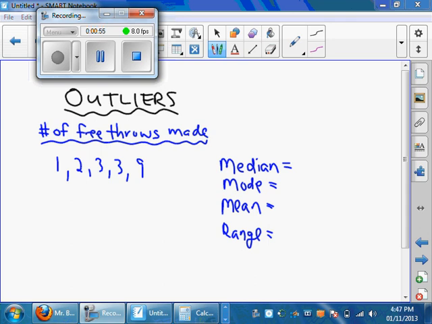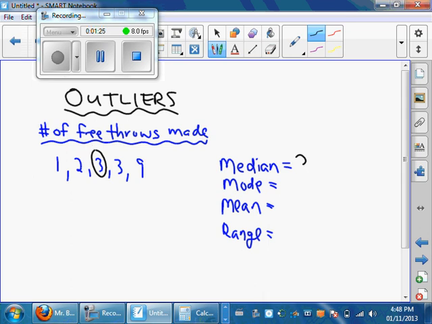We've got a total of 5 students that made free throws, and we gave them 10 shots, and these are the number of shots that they got in. So as you can see, we've got one student got 1 basket, 2 baskets, 3 baskets, and 9. So let's take a look at our different measures of central tendency here. So we want to take a look at our median, which is just our middle in the set of data. So let's take a look. And in this case, the median is going to be 3.